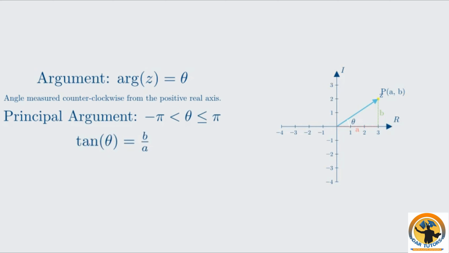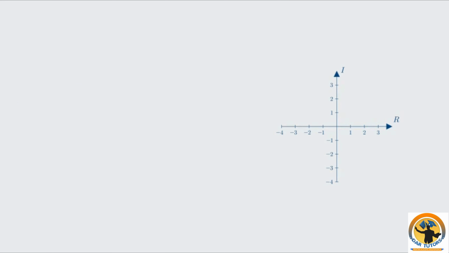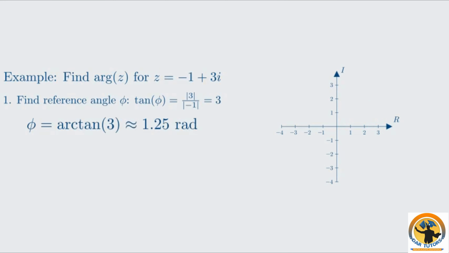However, we must be careful. The tangent function has a period of pi, so tan inverse of b over a will only give us an angle in the first or fourth quadrant. To find the correct argument, we must first determine the quadrant in which the complex number lies. Let's find the argument of z equals negative 1 plus 3i.